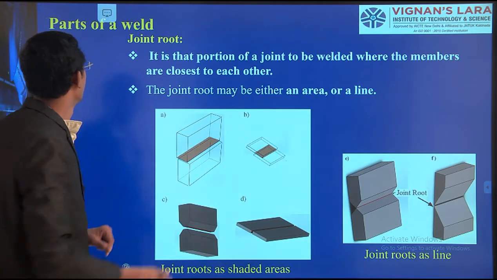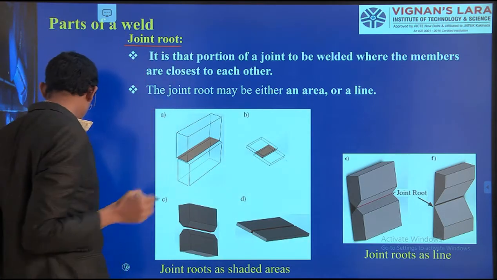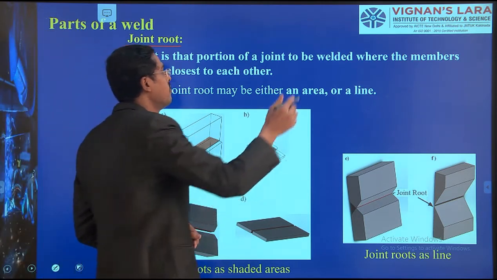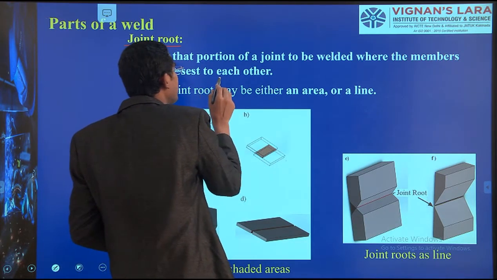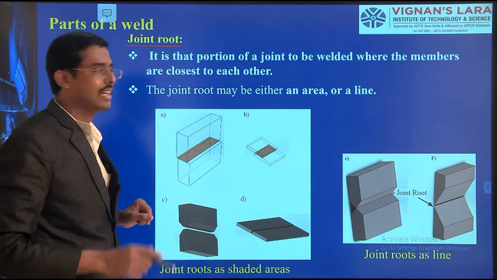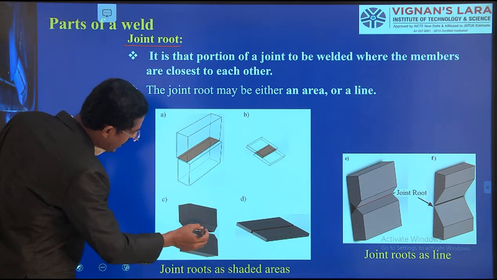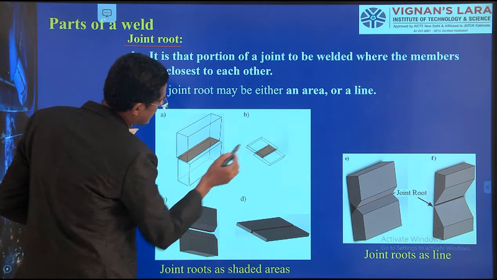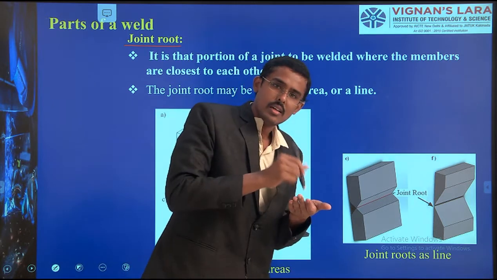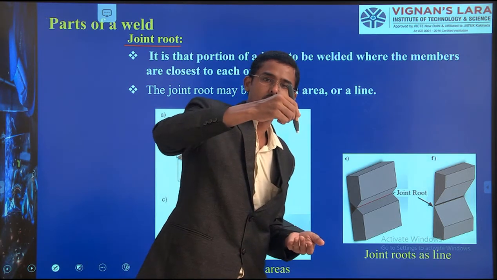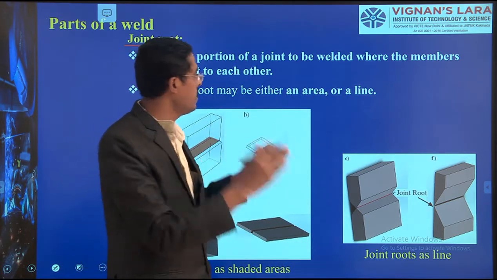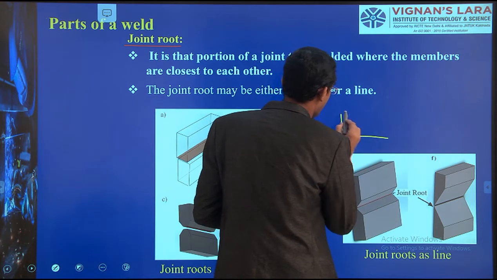So now, what is the joint root? It is that portion of the joint to be welded where the members are closest to each other. The joint root may be either an area or a line. What you see here, the surface in grayscale, is a joint root where I want to do a weld. It means the melted electrode should not go down if you are making the joint in such a way.